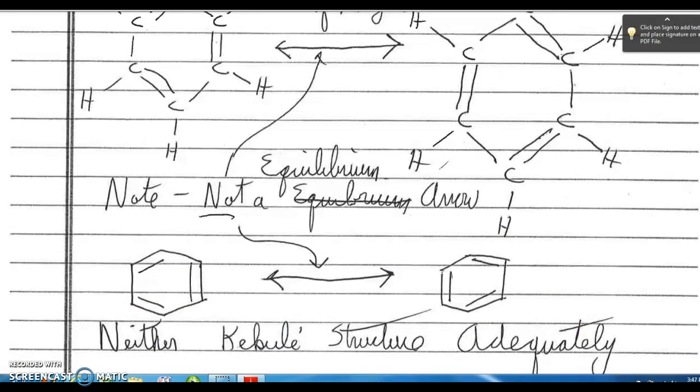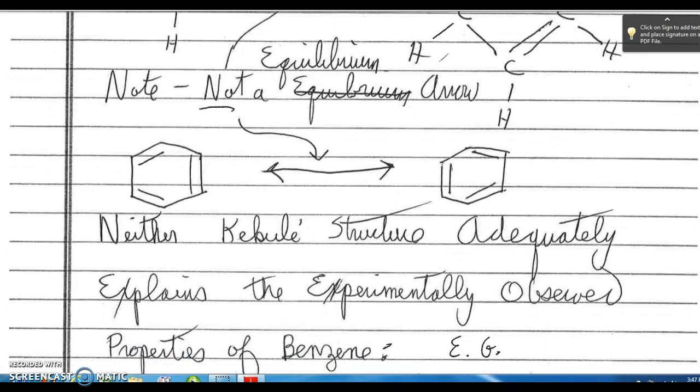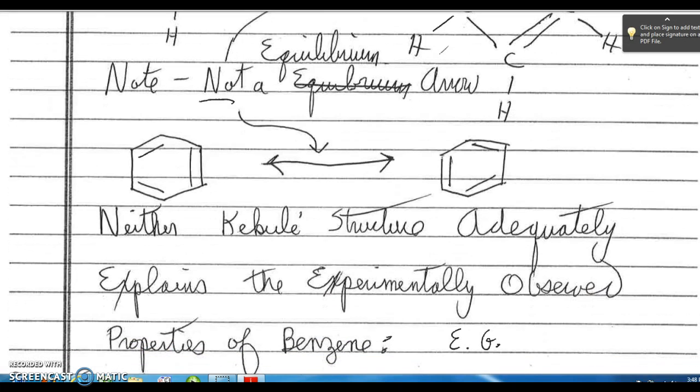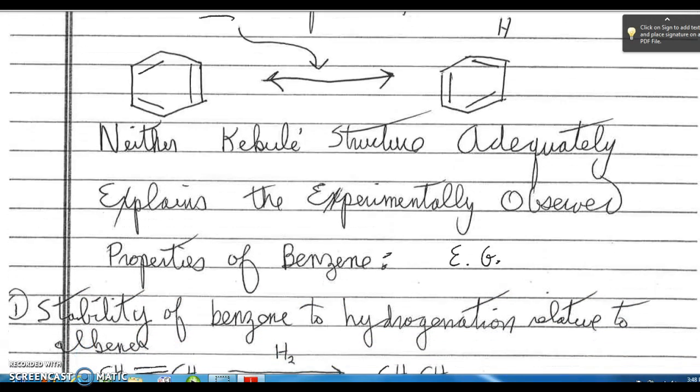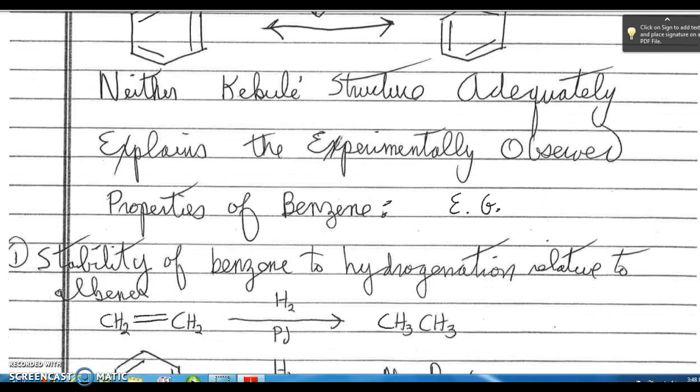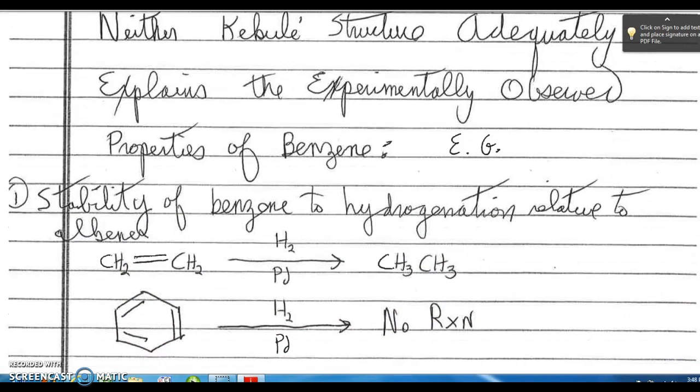And now these are the line structures, and these are what you'll be seeing from now on. I just put in the carbons and hydrogens above to show you where they are and to remind you that they're there. But neither one of these Kekulé structures explains the experimentally observed properties of benzene, which we've been observing for over 150 years. Benzene is stable to hydrogenation relative to an alkene.